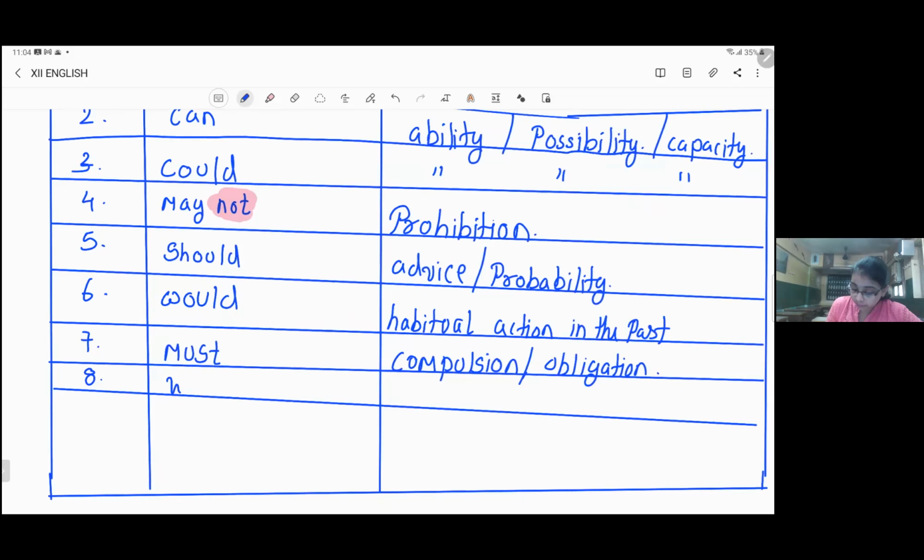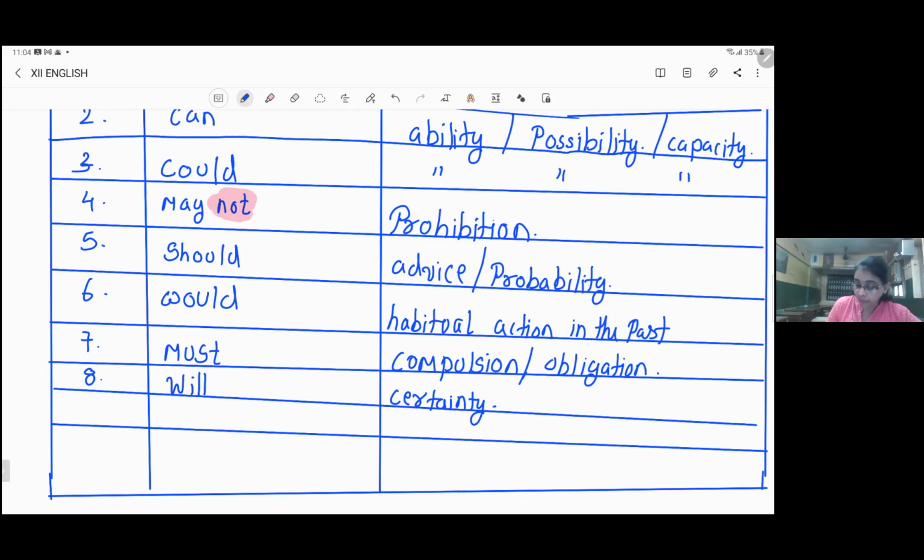Eighth one. Will. Will is showing some certainty. Some patience, you can say as. Ninth, shall. Determination. Shall, determination.